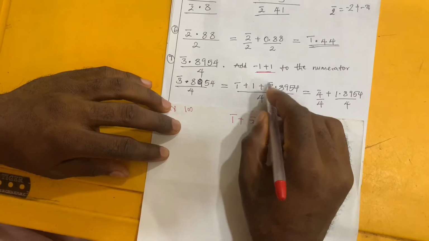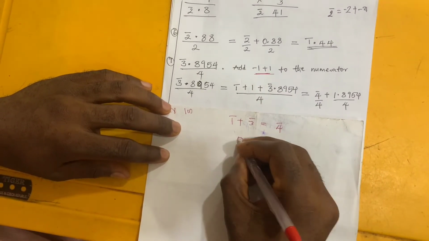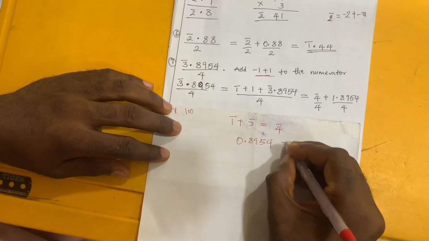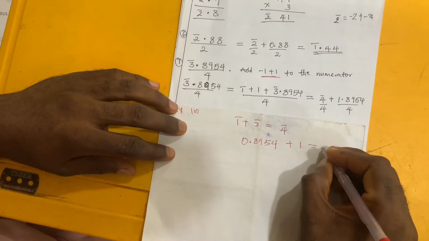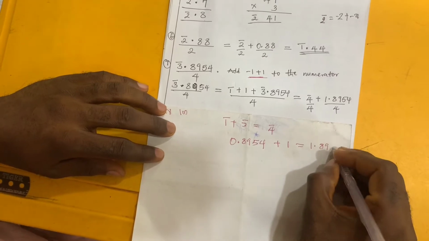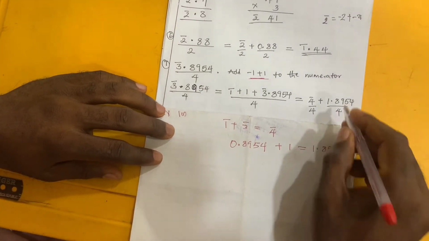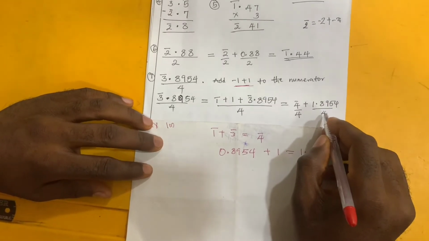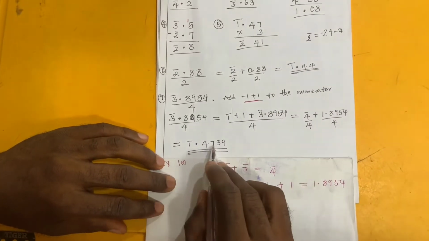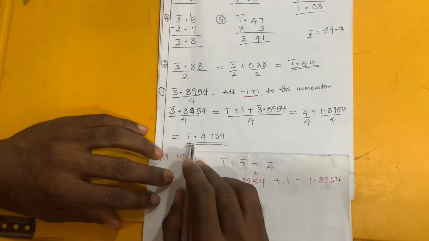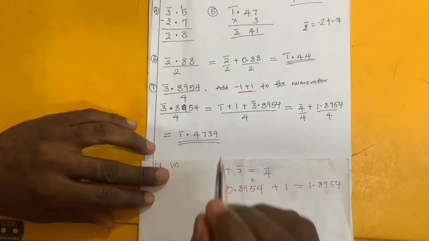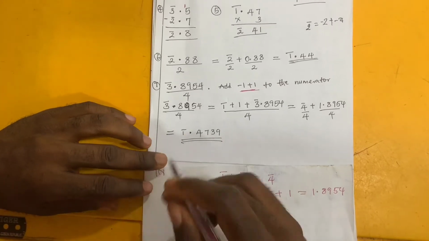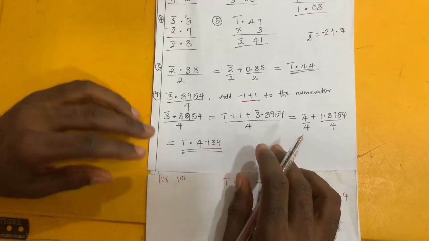So if I pull out this bar 3 here, I'm left with 0.8954. So 0.8954 plus 1 gives me 1.8954. So if you divide them, this divided by 4 and this divided by 4, this now gives you this, and this is bar 1. So like I said, you are not supposed to get anything other than bar 1 or bar 2 if you are dividing as your final answer.